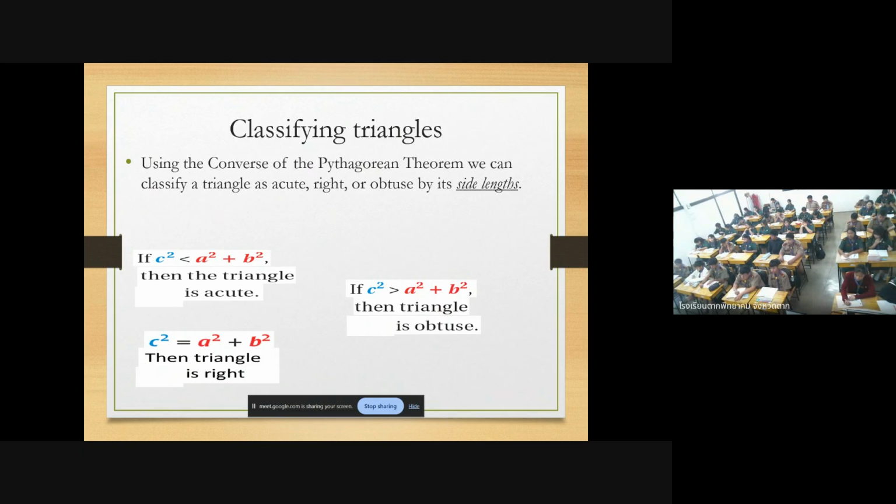So again, what type of triangle if the longest side squared is more than the legs squared? Obtuse, acute, or right? We talk about an obtuse triangle. If less than, acute. If equal, right. All right, finished? Yes or no? Okay, so let's have an example.